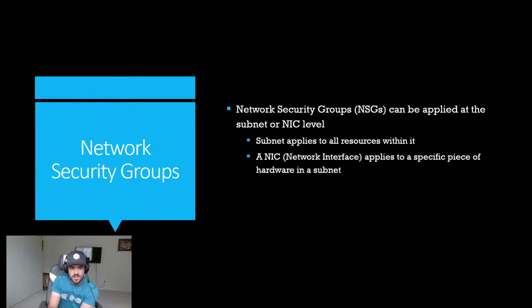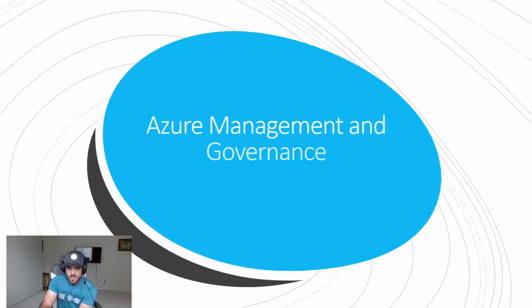All right? Network security groups, real quick, can be applied at the subnet or the NIC level, so the specific VM or instance level. So this is the network interface. A subnet applies to all resources within it, and a NIC, network interface, applies to a specific piece of hardware in a specific subnet. Okay. All right.